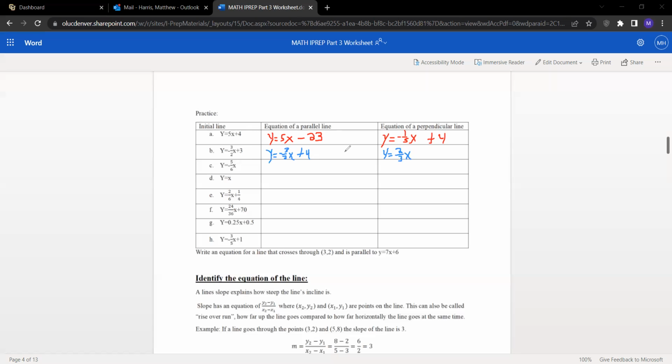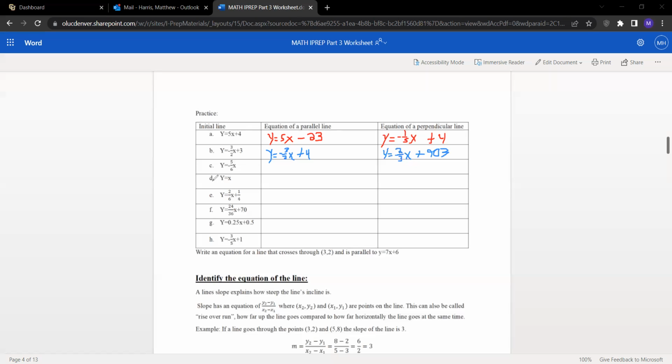And our y-intercept can be anything. So if it's +3 over here, we can do +903. It doesn't matter. This is still going to be a perpendicular line to our original line. So let's do another one.